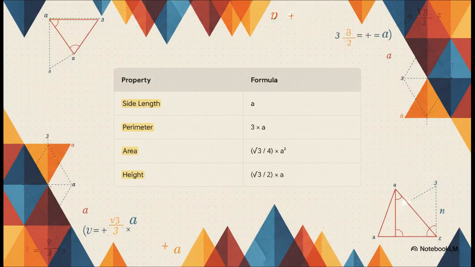And this is where its simplicity is just brilliant. Because of that perfect symmetry, every single calculation, from its perimeter to its area and even its height, all comes from just one measurement, the length of a single side, which we'll just call A.